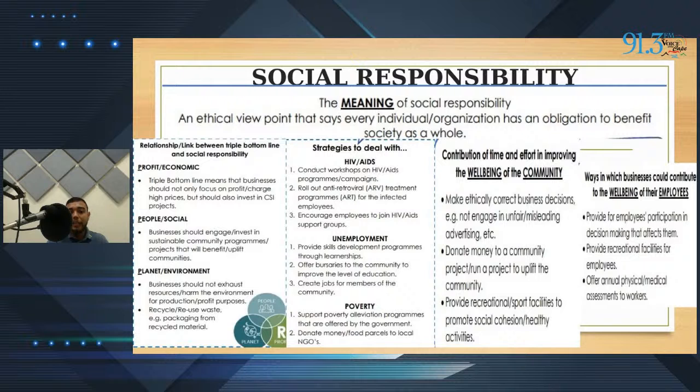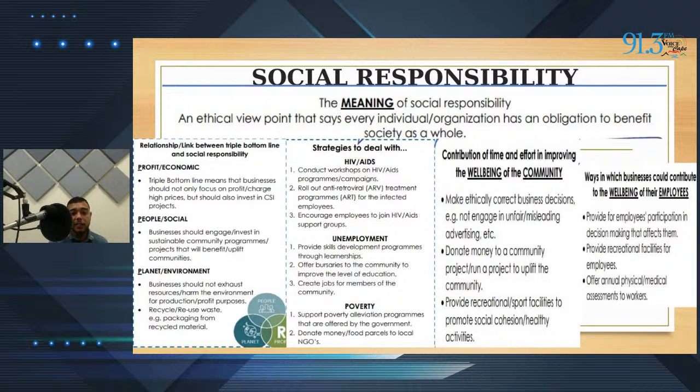We would roll out antiretroviral (ARV) treatment programs, or ART, for the infected employees. Remember, no one would know if you have HIV in your company, only those that need to know, such as your hierarchy, so that they can roll out that antiretroviral treatment for anyone in the business. Also, encourage employees to join HIV and AIDS support groups. We all know that it can bring about depression. So joining those small groups can help, and you can overcome these situations by talking to people.